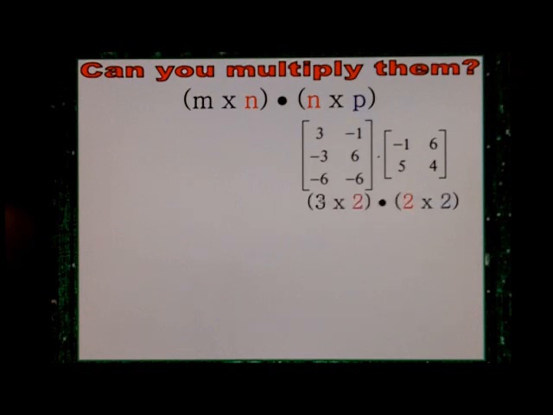It is, dimensions-wise, 3 by 2 and 2 by 2. Notice, oh boy, these are exactly the same. The number of columns is the same as the number of rows. So you betcha you could multiply those. Absolutely, happy smiley face to you.